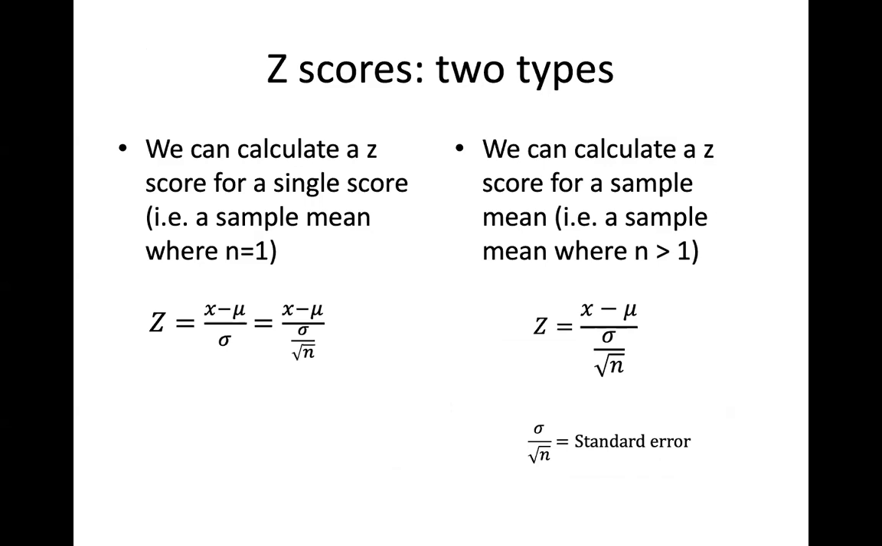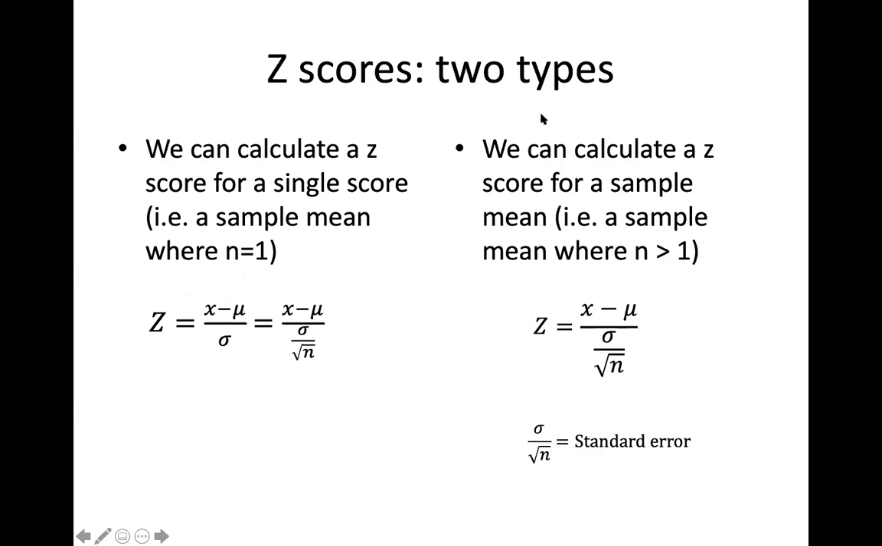Okay, so we have these two types of z-scores that we can calculate. We've already done this, and this is what we talked about at the very beginning of class. I asked, what is the formula for z-score? The formula we've talked about so far is z equals x minus mu divided by the standard deviation. You can think of this as making a z-score for a single score, and you could think of that as n equals 1.